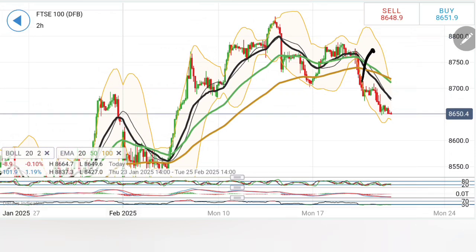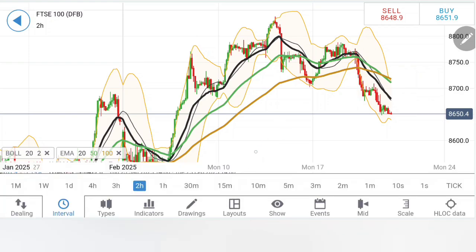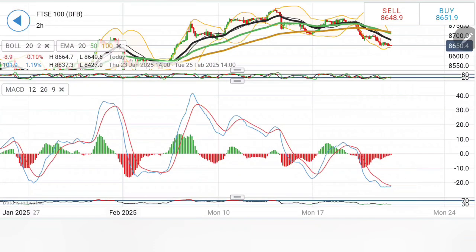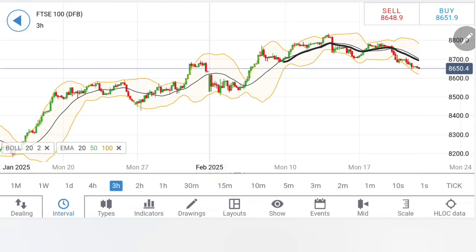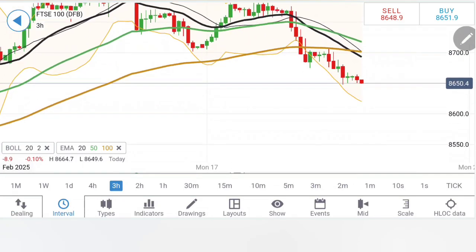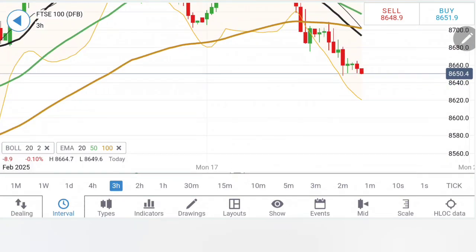Anything and everything is possible. If it can rise sharply, it can drop sharply as well. Moving averages here are trading strongly bearish. These indicators have come towards an extremely oversold zone, which is why it is recommended that you take a bit of caution here.